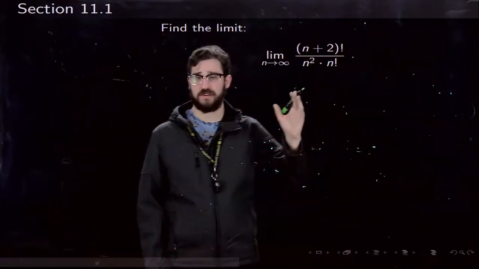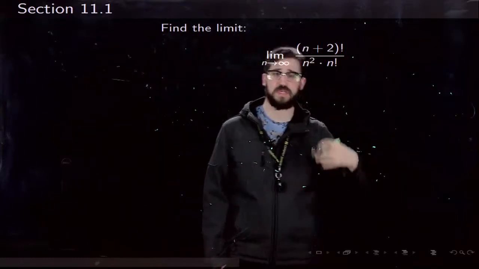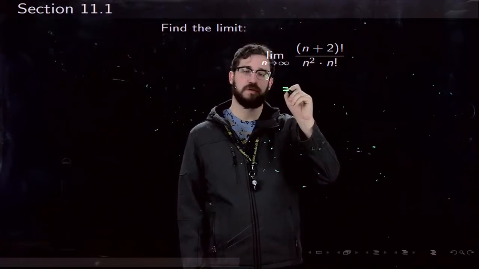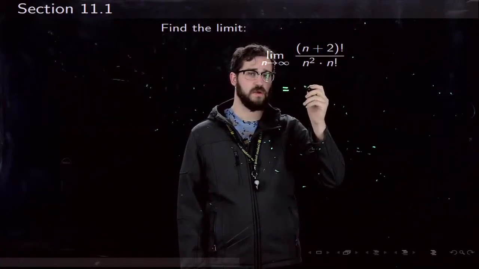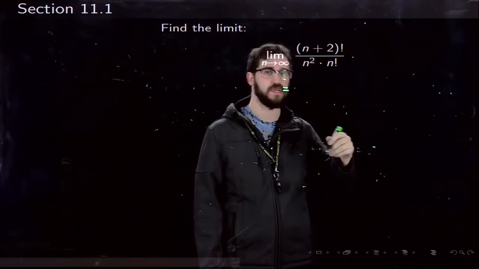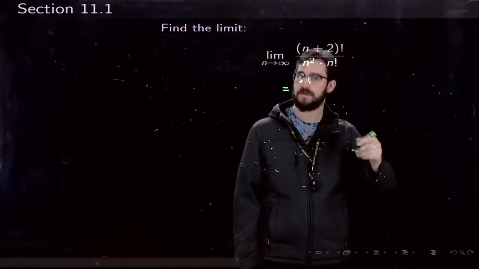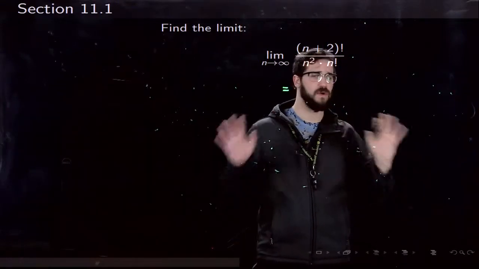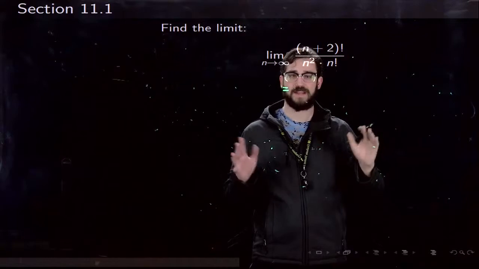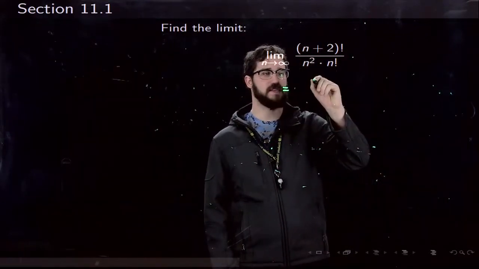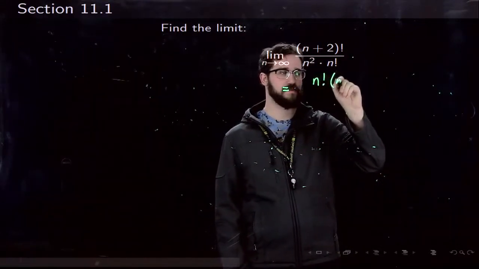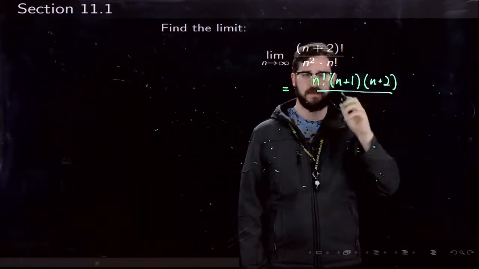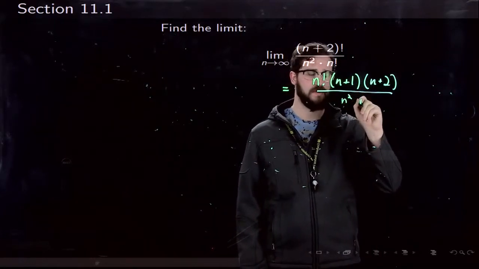Remember, 5 factorial is 1 times 2 times 3 times 4 times 5. So similarly, up top, we've got (n plus 2)!, which is 1 times 2 times 3 times ... times n times n plus 1 times n plus 2. Well, that first part, if you ignore n plus 1 and n plus 2, is just n factorial. So the top is the same as n factorial times n plus 1 times n plus 2, over n squared times n factorial.